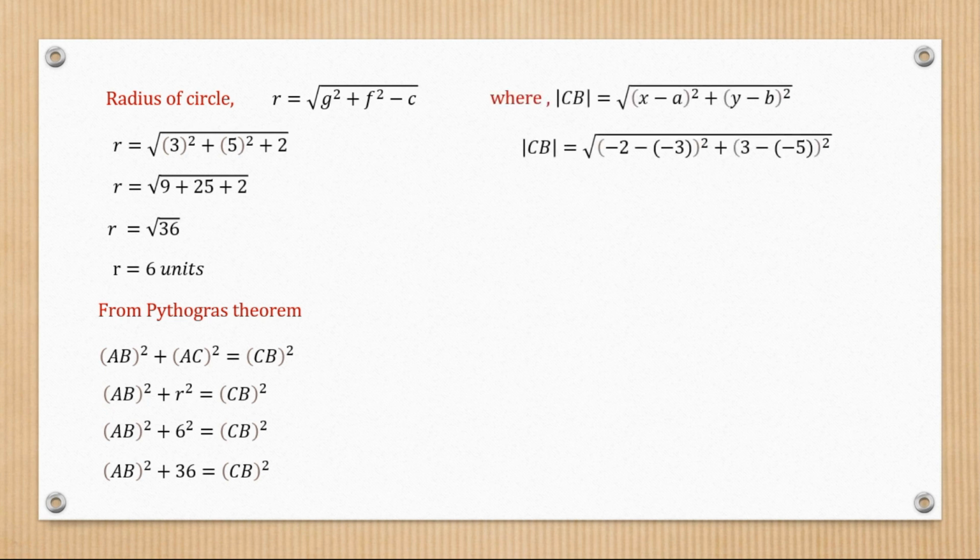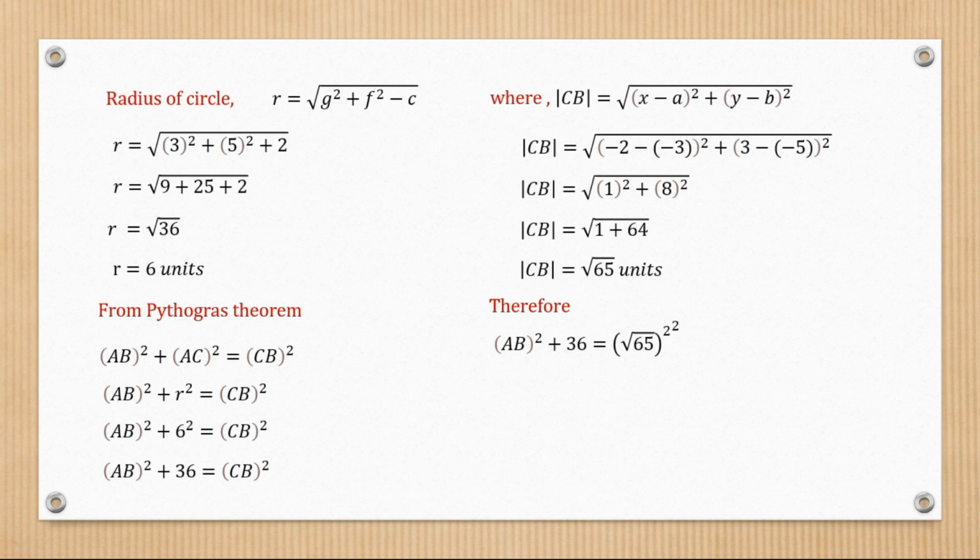So now I have it as (-2 - (-3))² + (3 - (-5))², which shall be (-2 + 3)² and (3 + 5)², which shall be 8, and then this will give me 1. So I'll have root of 65 units. So plug that back in and I'll have it this way. Now when we square this value here, I'll have 65.